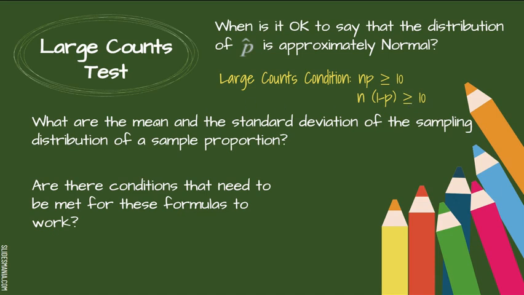What are the mean and standard deviation of the sampling distribution of a sample proportion? Well, the mean of our sample proportions equals the population proportion, because that is an unbiased estimator.